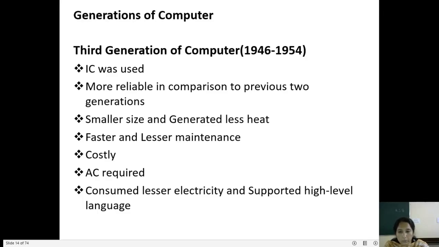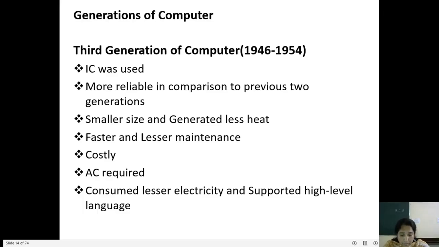Compared to nowadays computers, it is very costly, and for this computer, AC is compulsory. Without AC, you can't work because it produces more heat, and it consumes less electricity when compared to the previous generation. It supports high level languages. As I told you previously, they have already introduced BASIC, COBOL, Fortran. So these languages got success here. BASIC is for beginners, all purpose, COBOL for business oriented, and Fortran for scientific use.